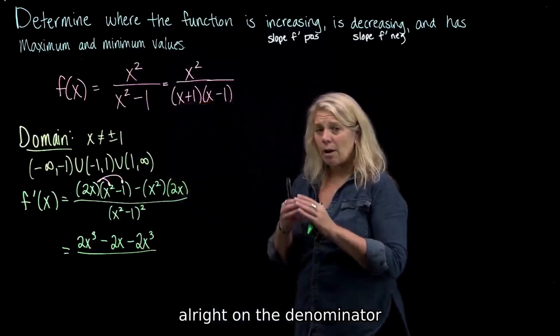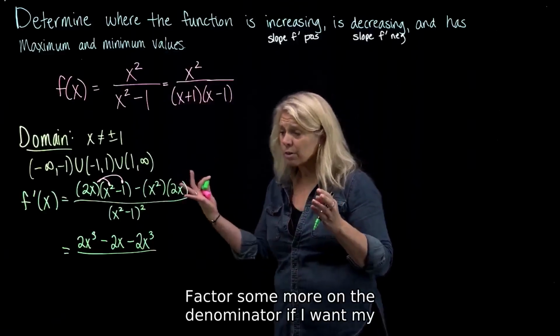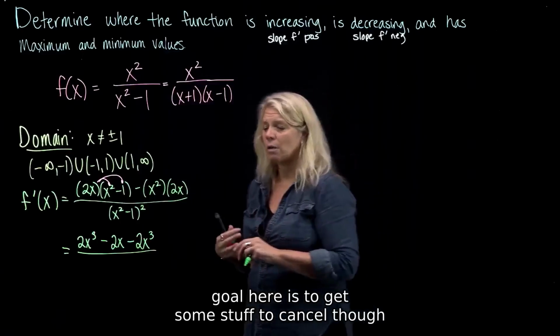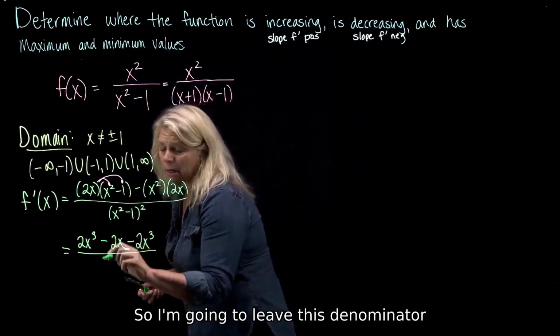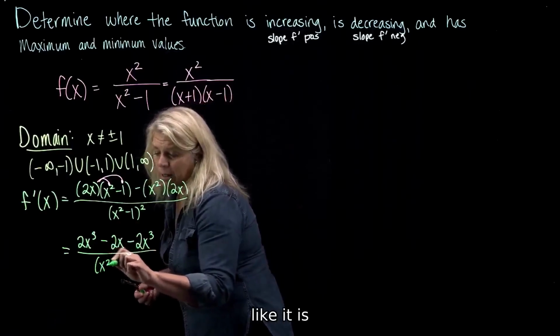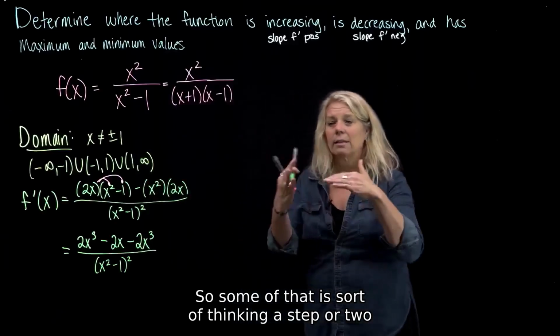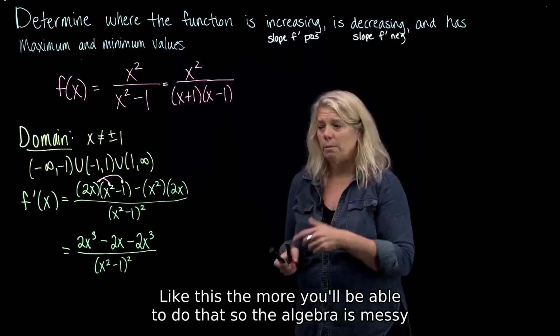On the denominator, I could expand that out if I want. I could factor some more on the denominator if I want. My goal here is to get some stuff to cancel though. So either of those things isn't going to help me cancel anything. So I'm going to leave this denominator like it is. Some of that is sort of thinking a step or two ahead in terms of what might cancel. And the more problems you do like this, the more you'll be able to do that.